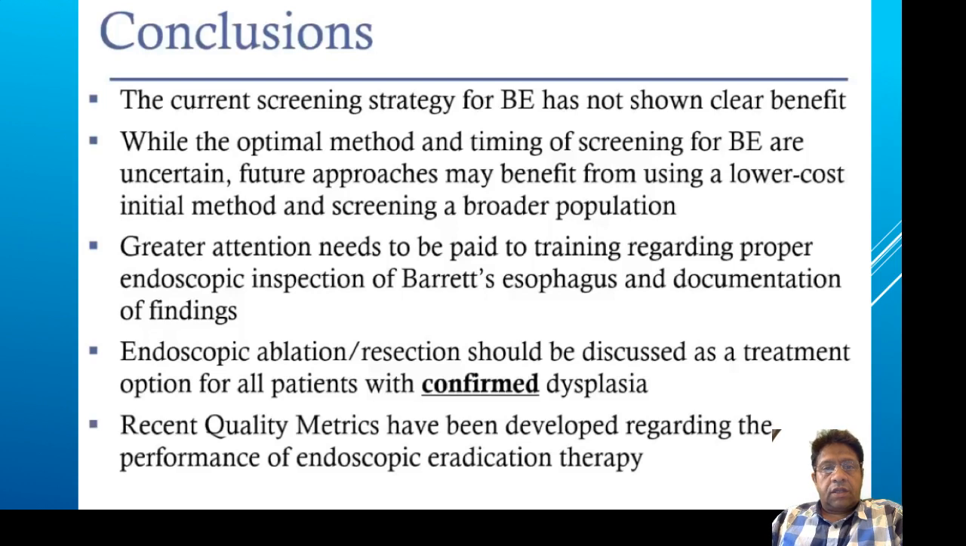Conclusions: the current screening strategy for Barrett's esophagus has not shown clear benefit. While the optimal method and timing of screening for Barrett's are uncertain, future approaches may benefit from using the low-cost initial method, which is the CDX brush, and screening a broader population. Greater attention needs to be paid to training regarding proper endoscopic inspection of Barrett's esophagus and documentation of findings. Endoscopic ablation or resection should be discussed as a treatment option for all patients with confirmed dysplasia. Recent quality metrics have been developed regarding the performance of endoscopic eradication therapy.